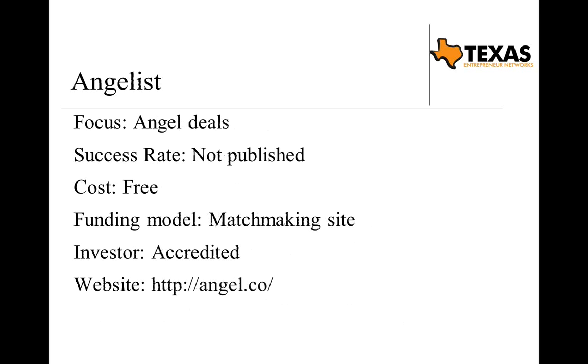And the last one is AngelList. And AngelList is really a matchmaking site. It's not a crowdfunding site, but entrepreneurs put their deal up there, angels put their profile up there, and then people find each other up there all the time. It doesn't cost anything. It's a matchmaking site, so money's not actually transferred through the site. All the funding is done offline. All the investors up there are accredited investors, and you can find them at angel.co. And for some deals, that's a good way to find investors.